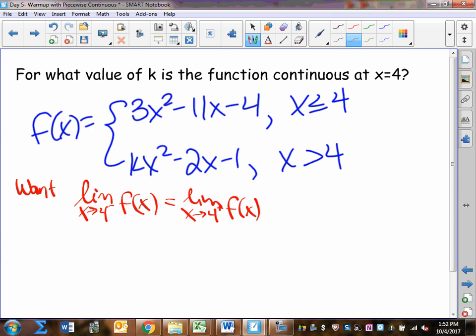Okay, now again, piecewise functions, we have to specify which piece we're working with. So I want my left-hand limit, which is this guy, using that top one, so 3x squared, to equal my right-hand limit, which we're going to be using that bottom piece.